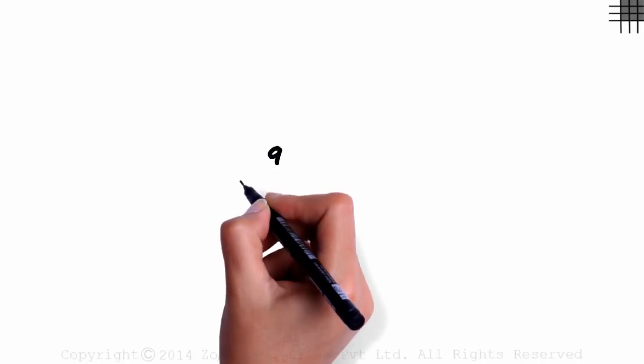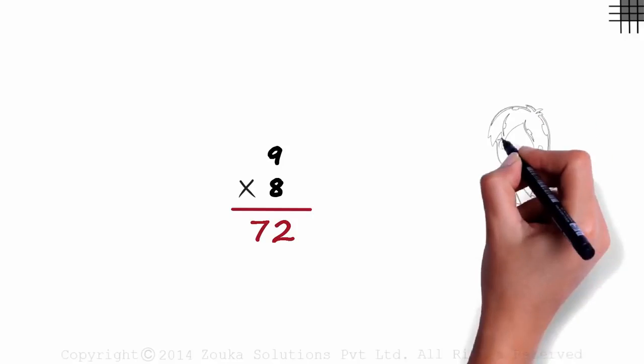How would you multiply 9 with 8? Some of you have probably memorized the multiples of 9 and know the answer. We know that it is 72, but in this session, we will understand multiplication in a very different way. Will this different way help us?